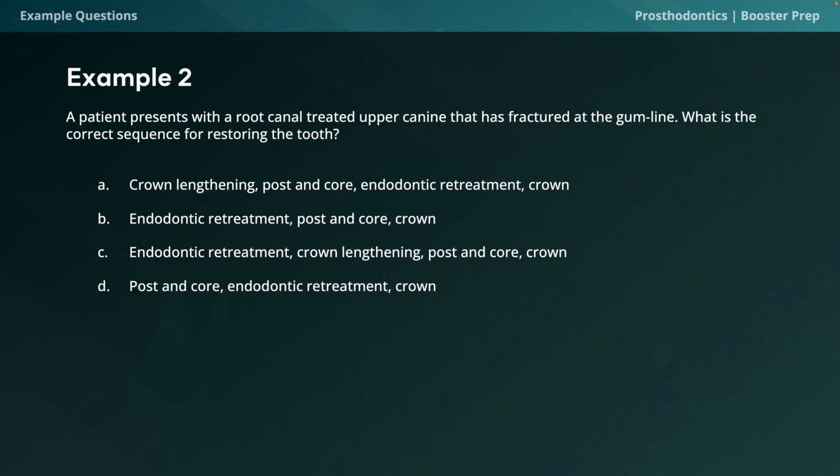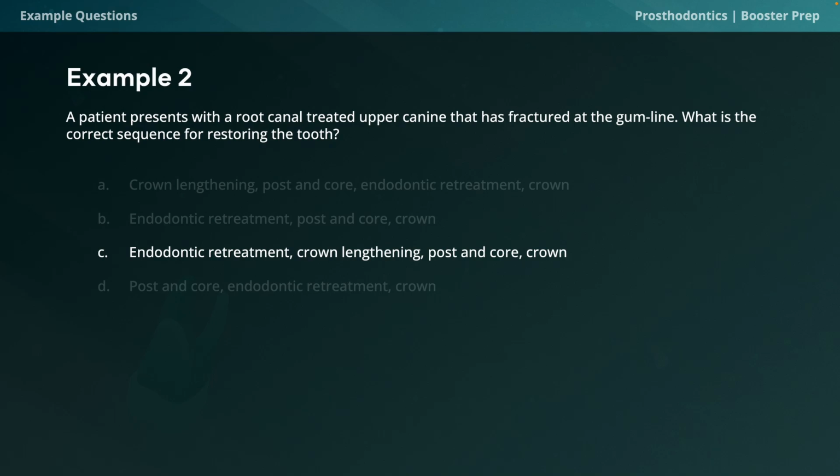Again, pause the video, take as much time as you need, and the answer is C, endodontic retreatment, crown lengthening, post and core, and crown. The key here is that a fracture right at the gum line, guys, means that we have virtually no remaining height of natural tooth structure. And as you guys should know by now, that'll mean we will have no chance of achieving a Ferrule effect.